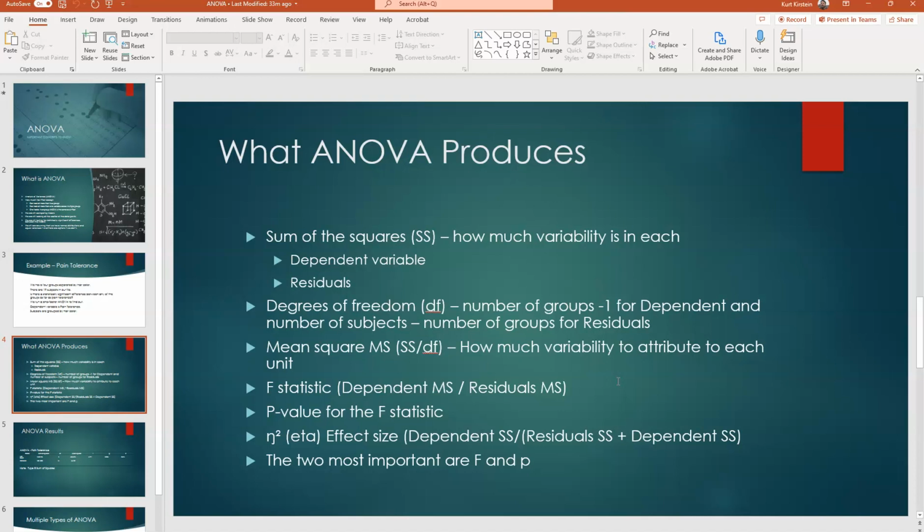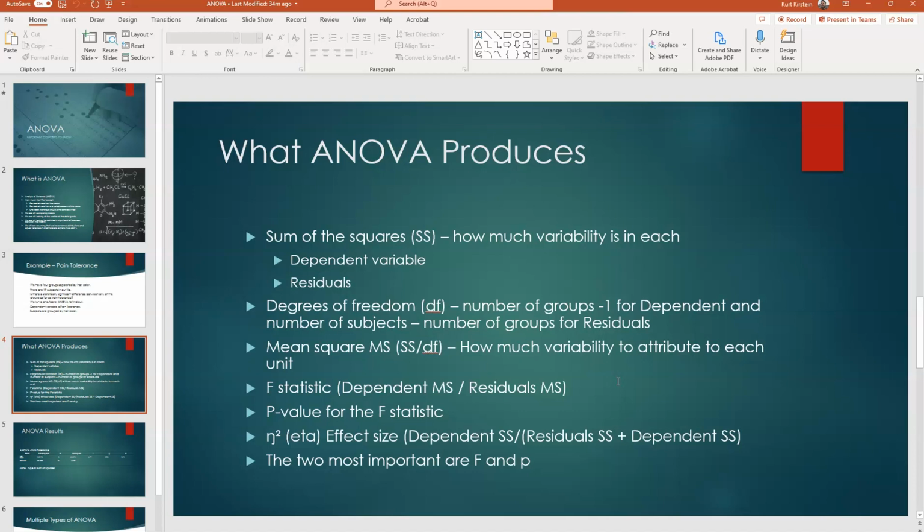Then we take the leftover variability and we calculate the degrees of freedom by taking the number of subjects and subtracting out the number of groups. There is a reason for doing that. It's buried in statistics somewhere, and I don't want to go into it. But it will give us our degrees of freedom for the residuals. This is all important because it's setting us up to get to a place where we will get to the truly important statistic, which is a little further down.